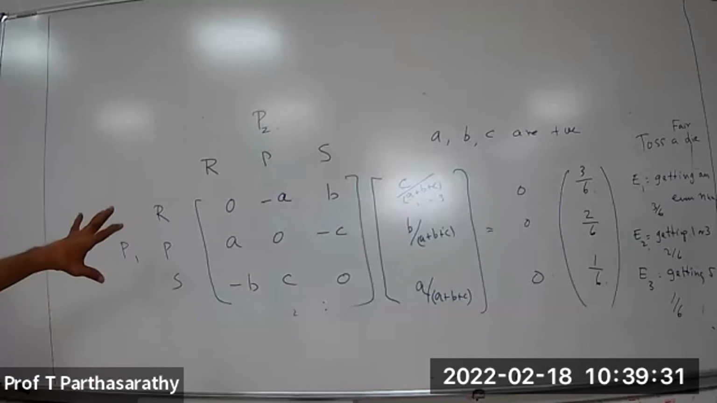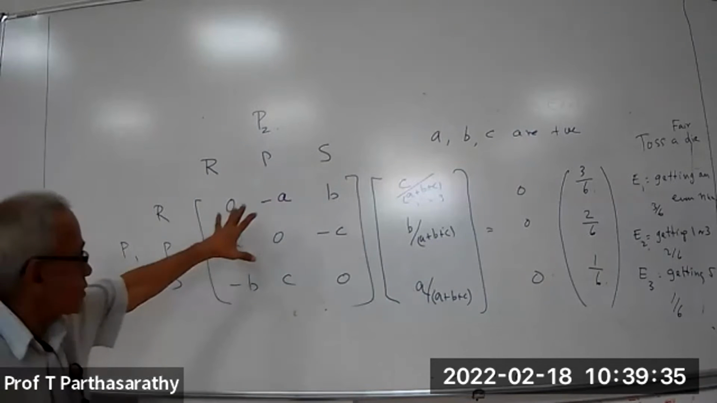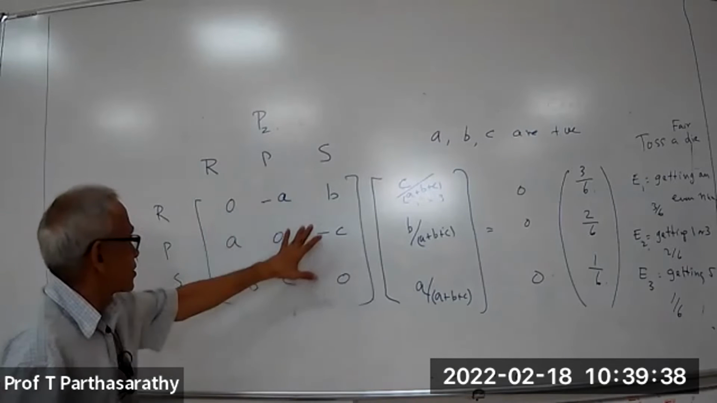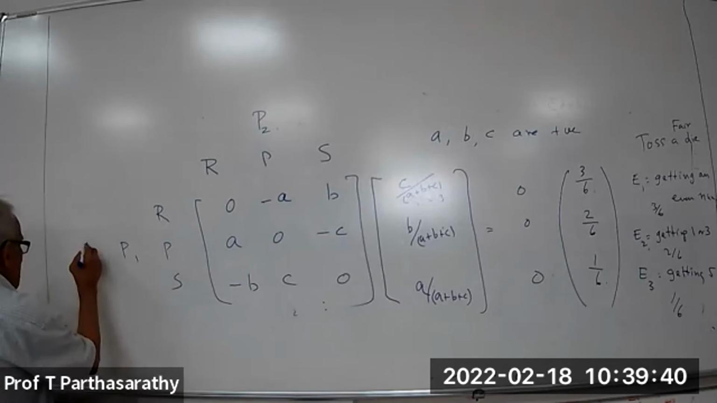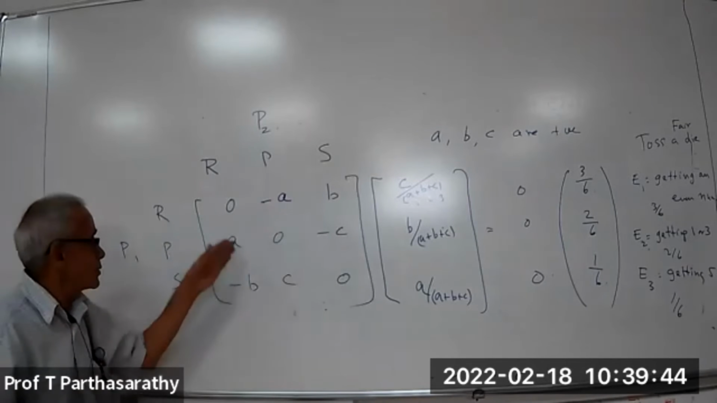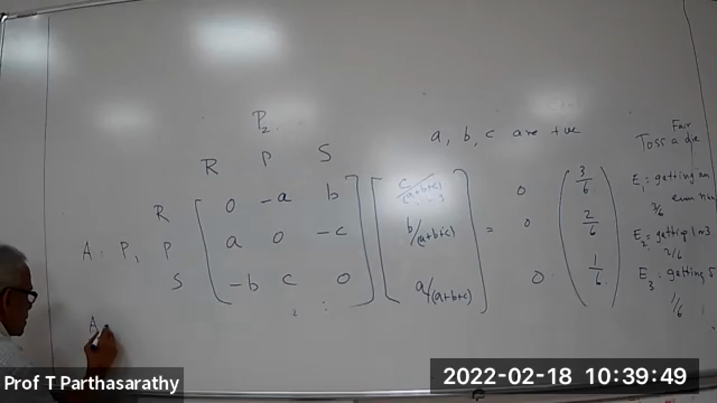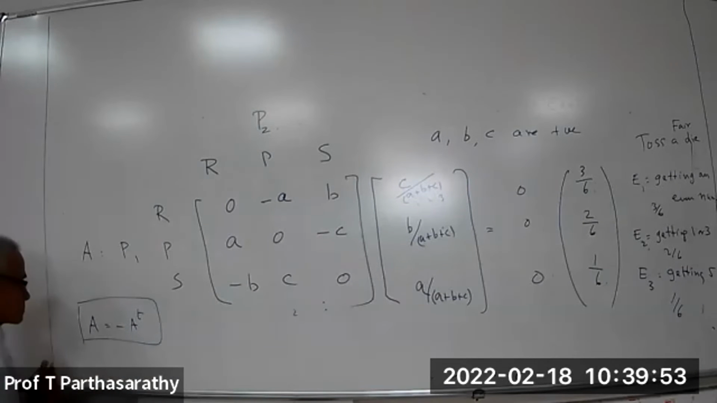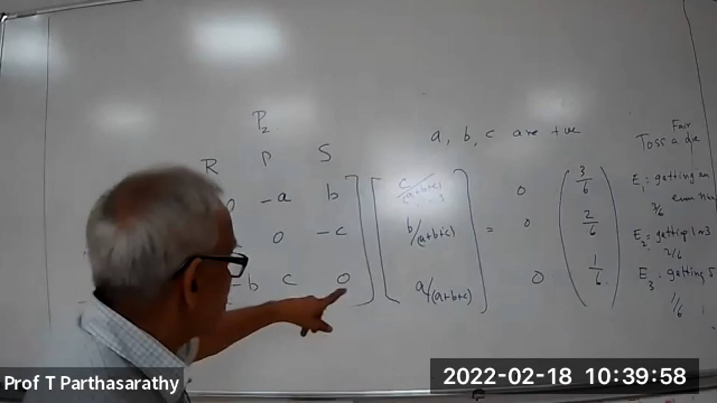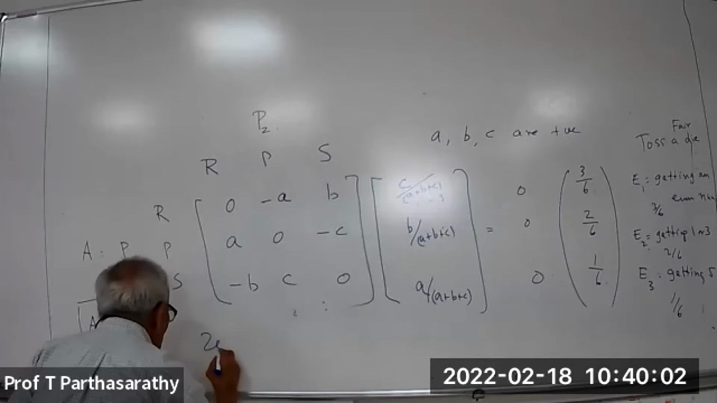And notice, I'm going to concentrate my attention on this class of matrices. Suppose I call this matrix A. Mathematically, it says something, because the first row is the negative of this. In other words, A equals minus A transpose. The matrix is skew symmetric. Now 0 is the value of the game for this.